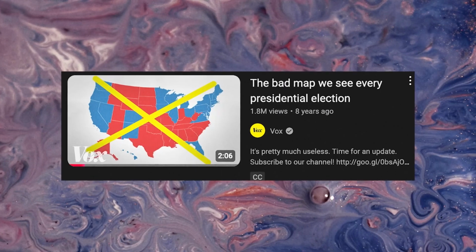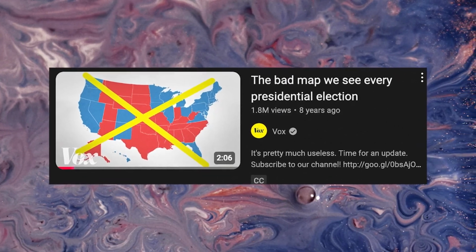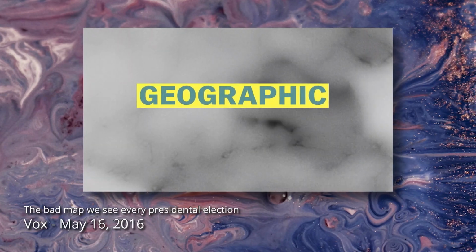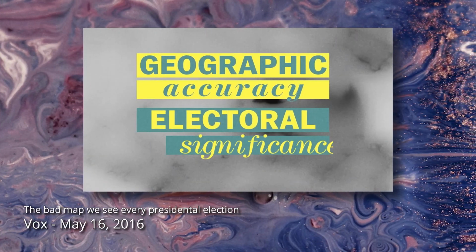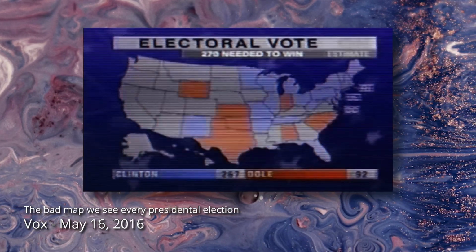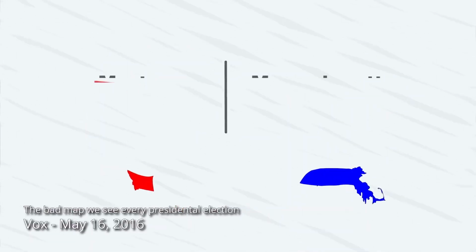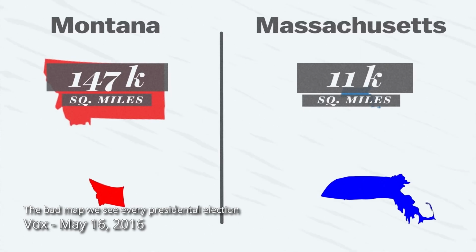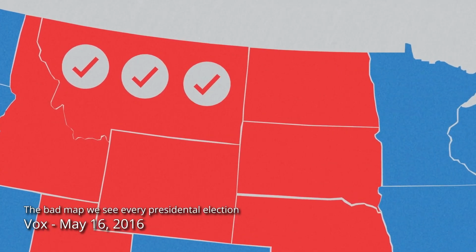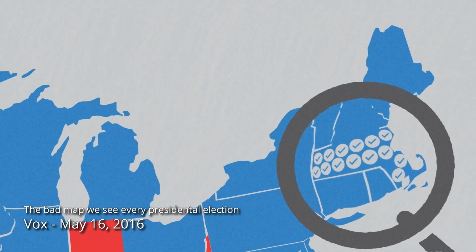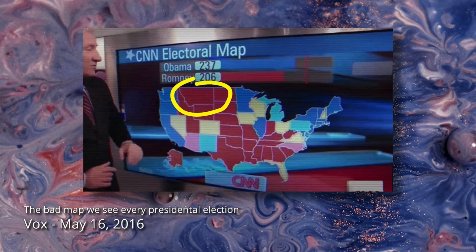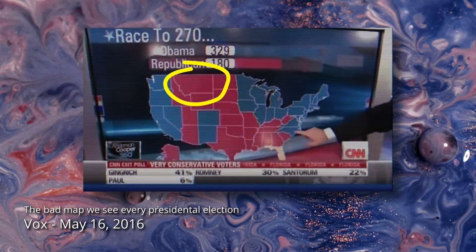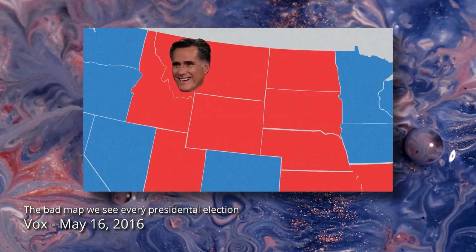In the Vox video, The Bad Map We See Every Presidential Election, they critique traditional electoral maps as often prioritizing geographic accuracy over electoral significance, leading to misinterpretations of election outcomes. For instance, the video points out that while a state like Montana occupies a large area on the map, it holds only 3 electoral votes, whereas a smaller state like Massachusetts has 12. So while this map does a great job telling you that Romney won Montana, for example, what it doesn't tell you is how much that victory doesn't matter.